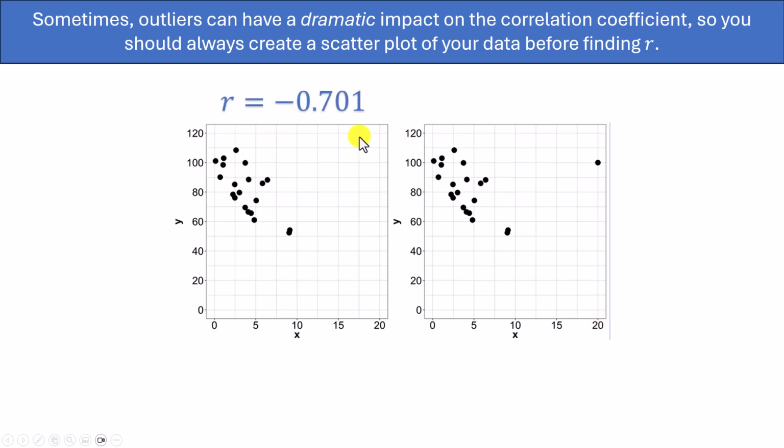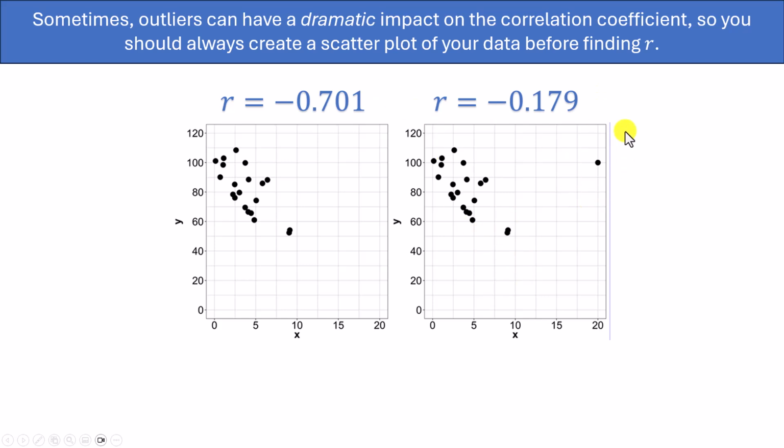So the correlation coefficient on the left one is negative 0.701, and the correlation here, can you believe it, is actually negative 0.179. So that 1 point had this ridiculously crazy impact on the correlation, right? Right here, it was a moderate to strong negative correlation, and here we're almost in like the no correlation zone. But obviously, there is some kind of correlation here.